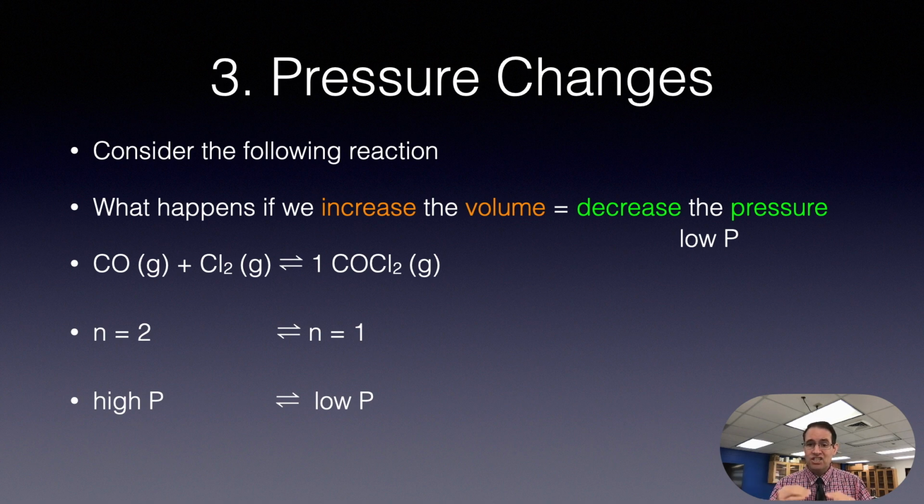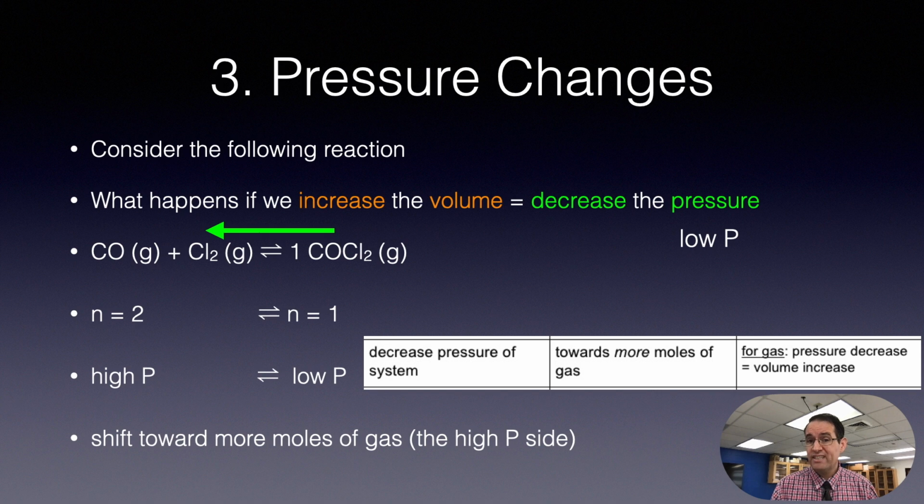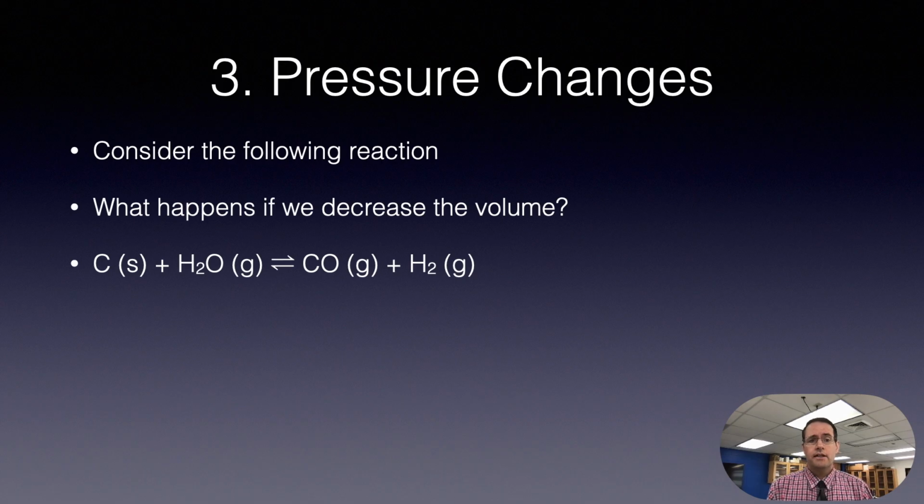If I tell a reaction, hey, I'm going to lower the pressure on you, it's going to respond oppositely, and it's going to shift to the high pressure side. So it shifts toward more moles of a gas or the high pressure side because you're trying to lower the pressure, so it's going to do something opposite. So from the summary table, if you decrease the pressure of a system, the reaction is going to shift towards more moles of a gas. The reason is basically it's just doing the opposite of what you're trying to do. All right. Let's look at another example here.